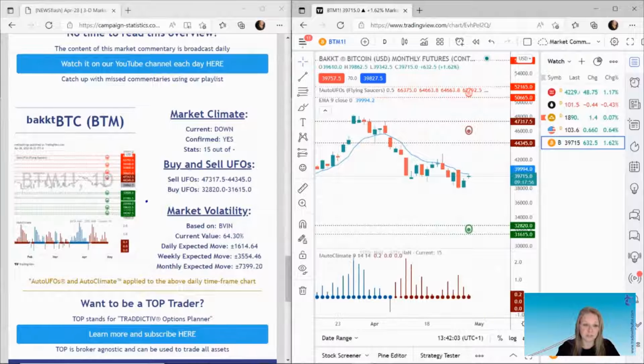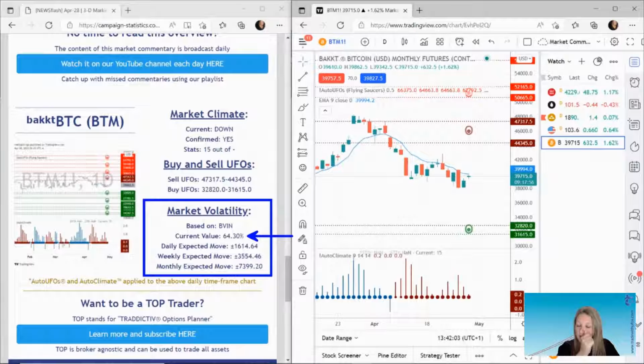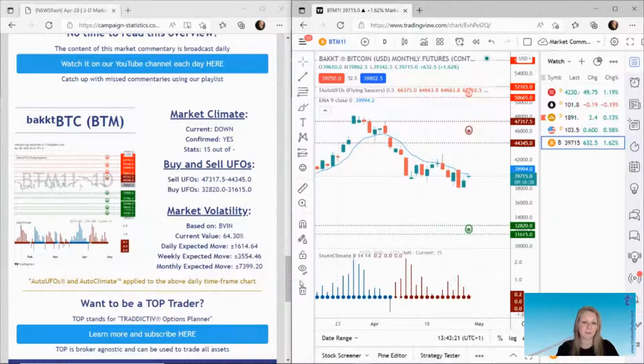In terms of volatility, we'd expect movement up or down in 1 year on Bitcoin of around 64%. So in a day, that's up or down of around 1,600 points. In a week, would be 3,500 points roughly up or down, and in a month around 7,400 points up or down. So that's bakkt Bitcoin. So that's the last of our markets.